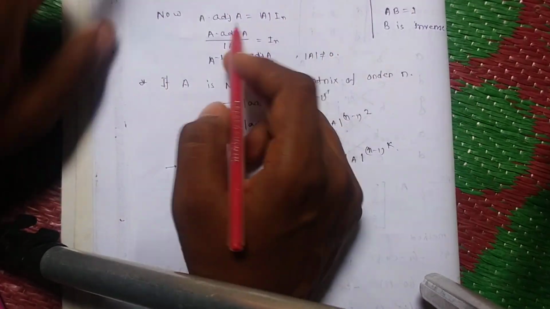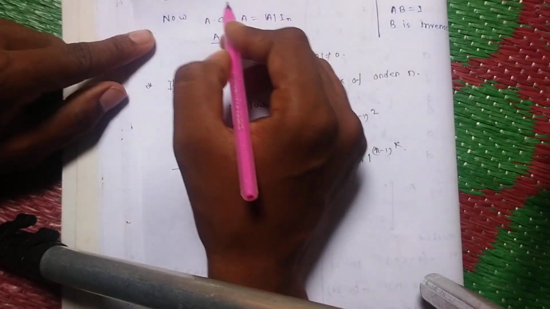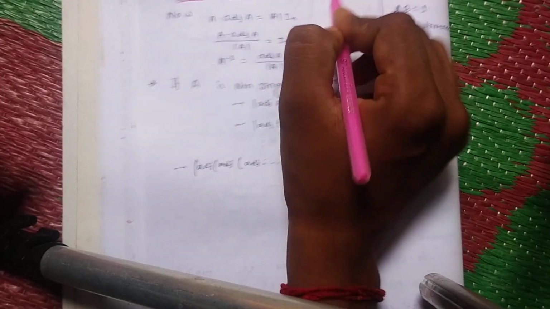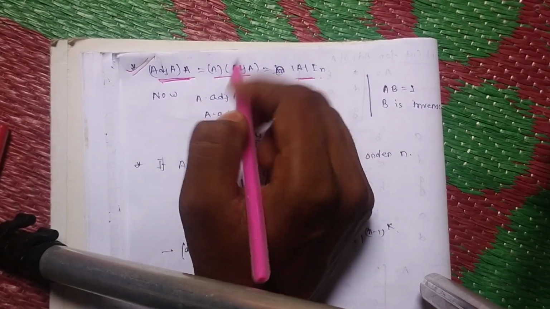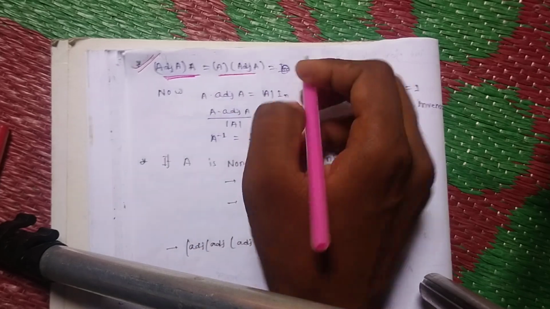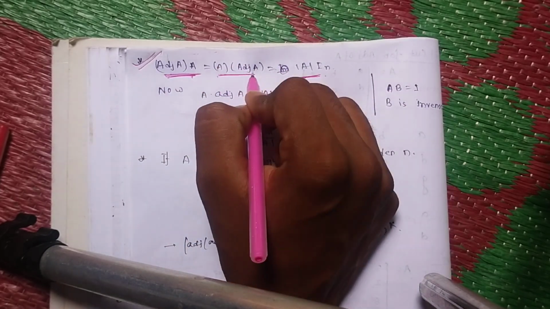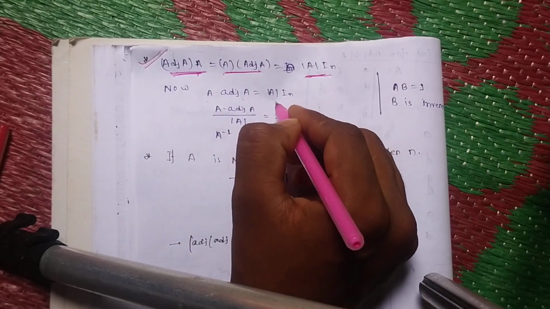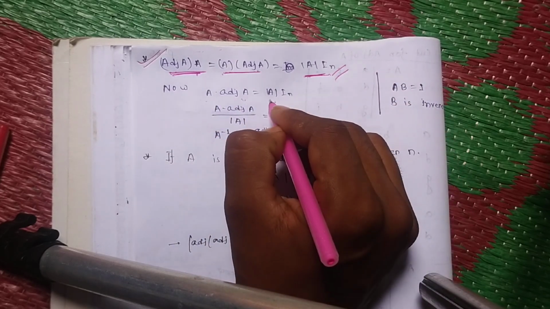Next, some important properties. Adjoint of A into A is equal to A into adjoint of A, which is determinant of A into I. Sorry, A into adjoint of A is equal to determinant of A into I. This is the result.